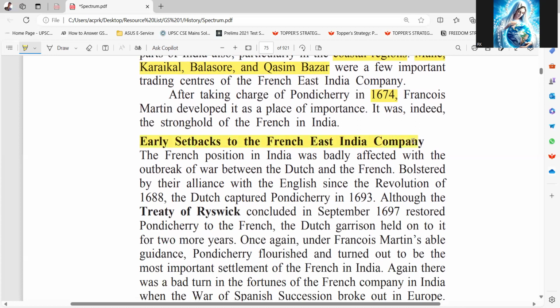Early setbacks of the French East India Company: the French position in India was badly affected with the outbreak of war between the Dutch and the French. Bolstered by their alliance with the English since the Revolution of 1688, the Dutch captured Pondicherry in 1693. Although the Treaty of Ryswick, concluded in September 1697, restored Pondicherry to the French, the Dutch garrison held on to it for 2 more years.